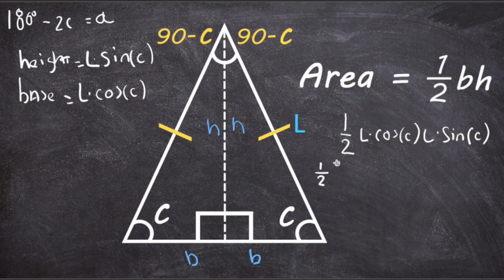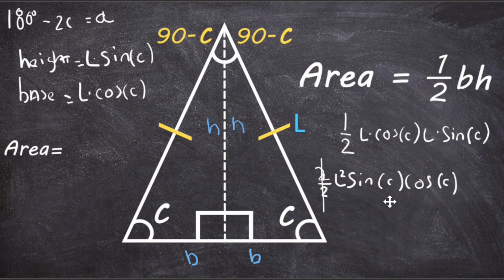Because everything is multiplied, it doesn't matter which order you put them in. So we could put the L's together, and that makes L times L, which is L squared. And I'm going to put sine C first. Sine C times cosine C. But there are two of these triangles, so we times this by 2. The 2's cancel, so we get that the area of the entire triangle is L squared sine C times cosine C. This expression now contains trigonometric values. Let's move it over to the other side and compare it to the expression we're trying to come up with, the one I showed you at the beginning.